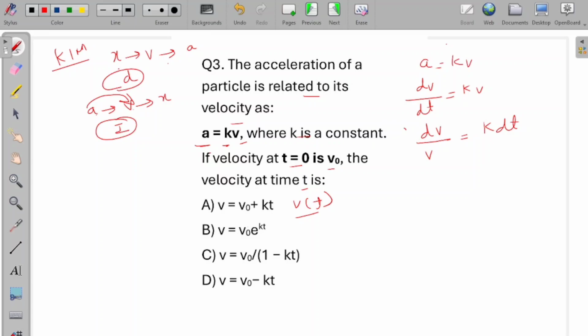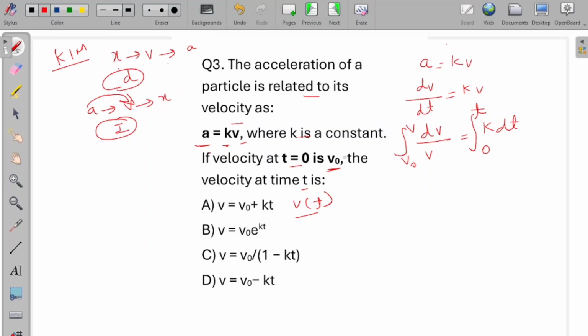So we will do integration, and here let's put the limits of integration. Let's use the information given in the question first. So at t equals 0, v is v naught, right? And at time t, let's assume velocity to be v, okay? Let's go with that and then solve it.